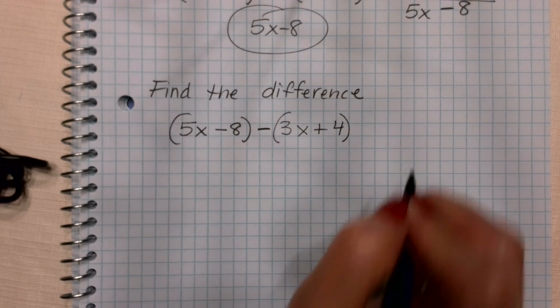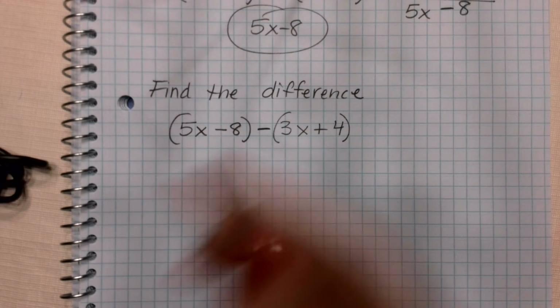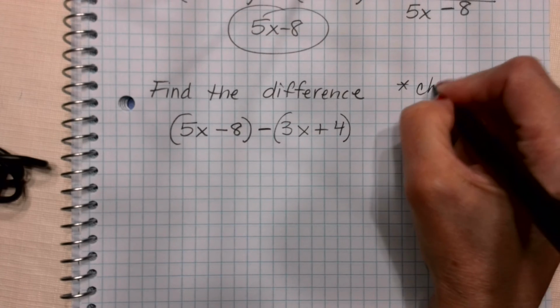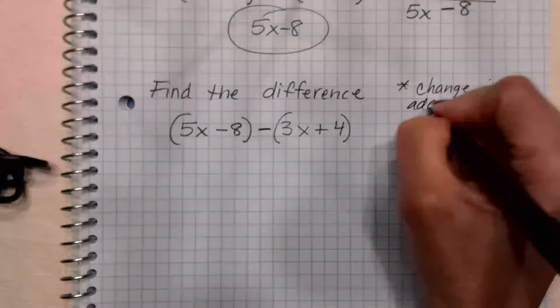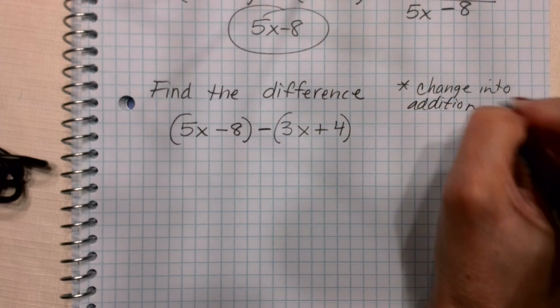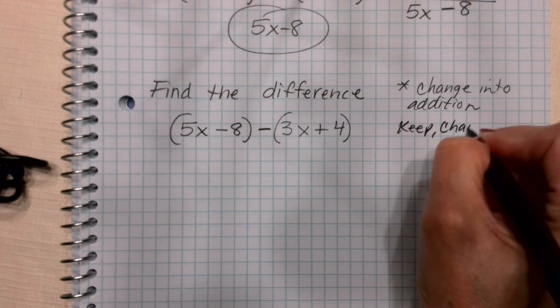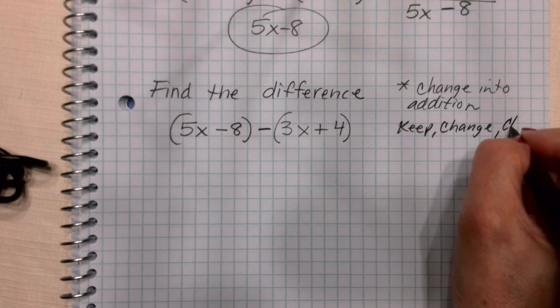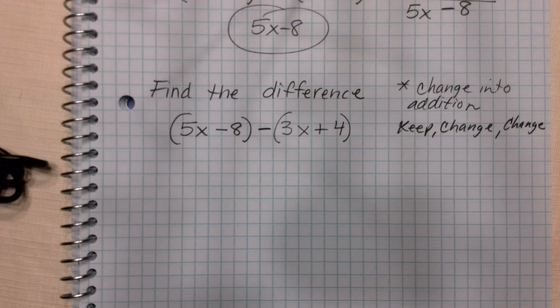Okay, so remember when we're doing our integer rules for subtracting, we always want to change things to addition. And that same rule applies to finding the difference. So you want to change it into addition. And how do you do that? You have to do that keep, change that we do when we're subtracting integers.